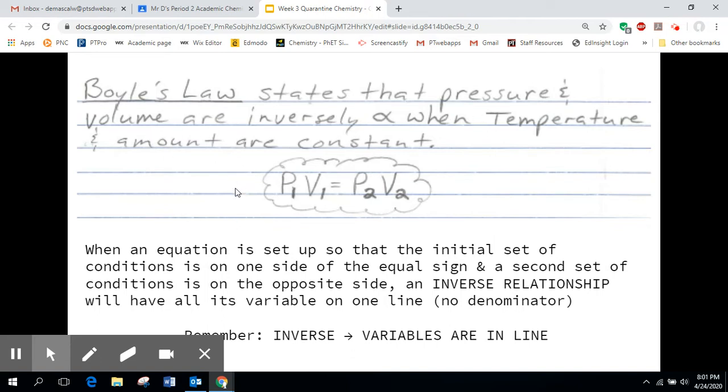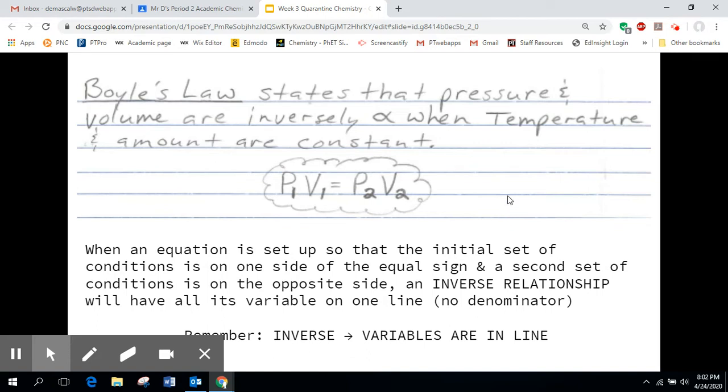One thing I want you to notice: the two things that are related in Boyle's law, pressure and volume, have variables in the equation. The two things that are constant, temperature and amount, are absent from the equation. So anything that's not in the equation is going to be constant. So Boyle's law: pressure and volume are inverse with each other when temperature and amount are constant.